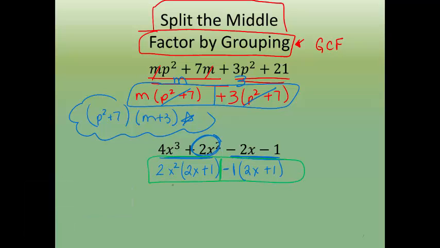Now we're going to separate them using the GCF idea that we learned earlier. And I'm going to factor out the GCF, which happens to be 2x plus 1, because they both have a 2x plus 1 in them. But that leaves behind 2x squared minus 1. This is where I get to stop for this problem. You guys did a great job on that.